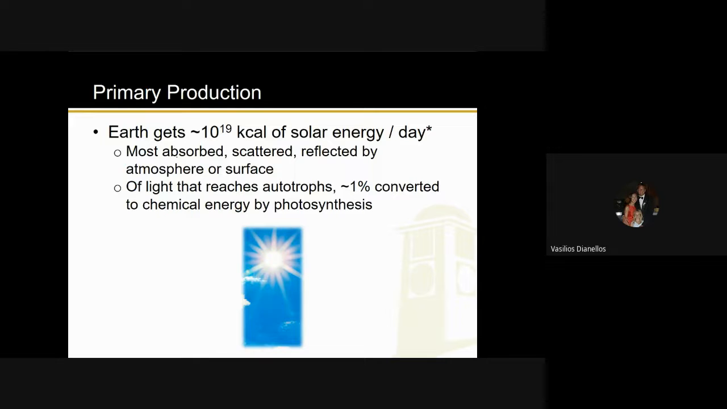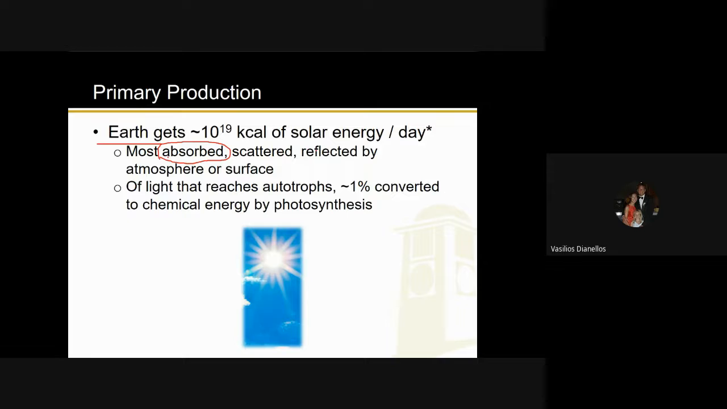Most of that energy is absorbed, scattered, or reflected by the atmosphere or the surface. What do I mean by absorbed? Think about the examples I was giving when we were talking about pigments. If you're wearing a black shirt, your shirt's absorbing those photons. That excites the electrons in the pigment of your shirt. That excitement is then lost, remember, and that energy is put off as heat, and that's what makes you hot, right? So when I say absorbed, a lot of that is what I mean.